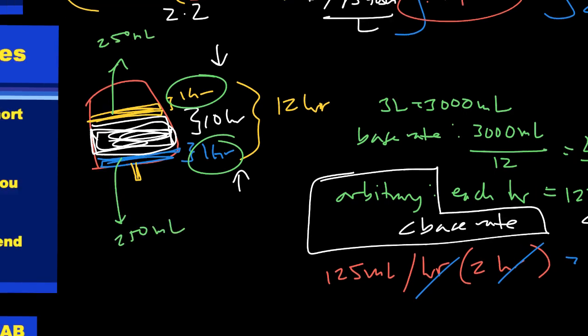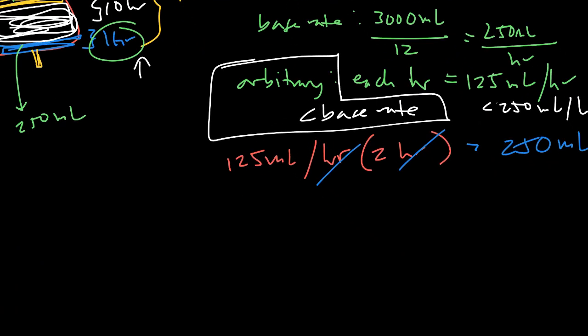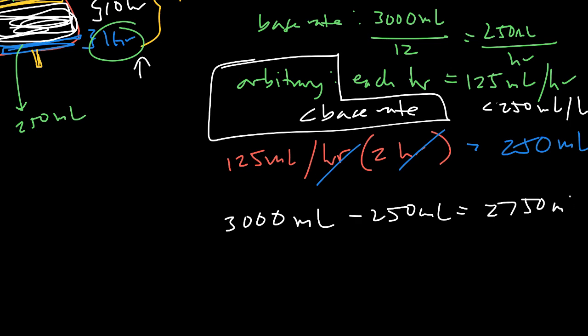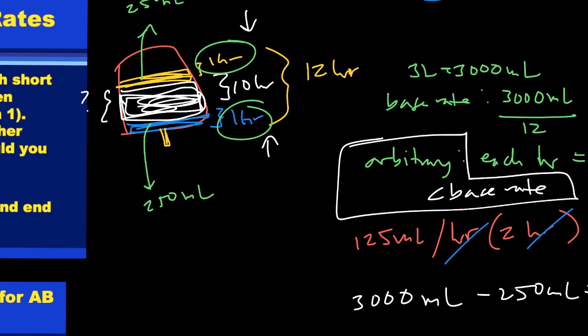So what's the volume of this white? Now you're going to get 3,000, which is your total amount of fluid, minus 250 milliliters. That gives you 2,750 milliliters. So now you know that the volume of the middle bag, or the middle fluid, is 2,750 milliliters. 2750. Correct.